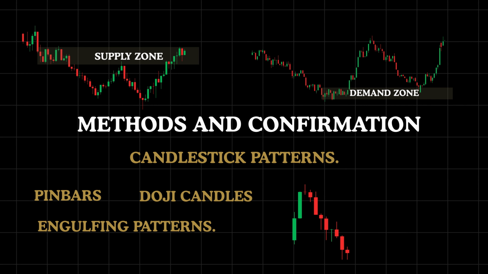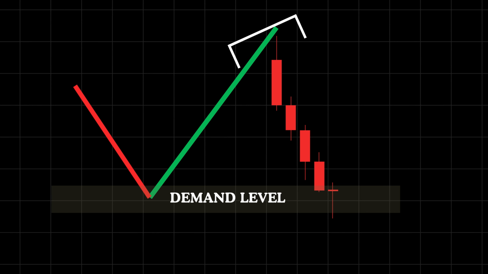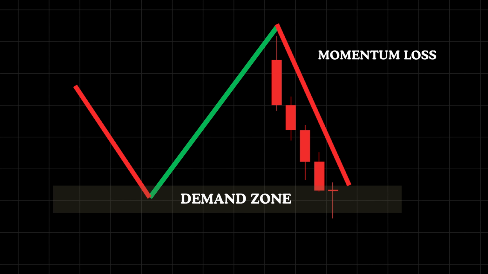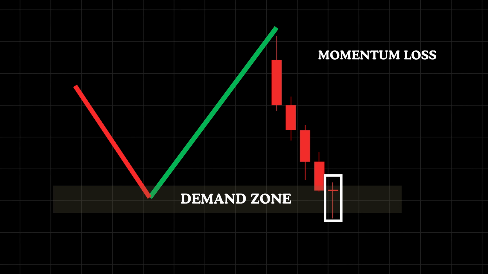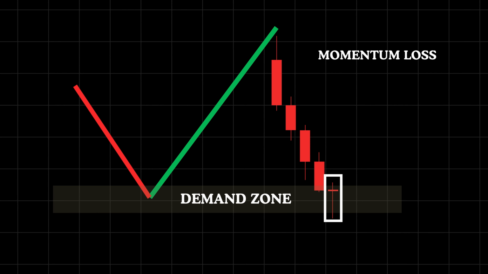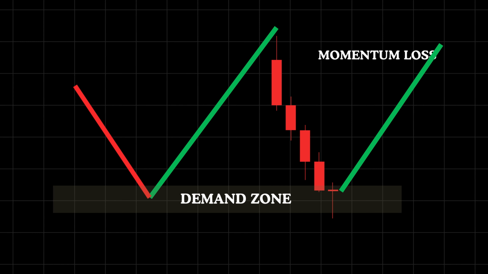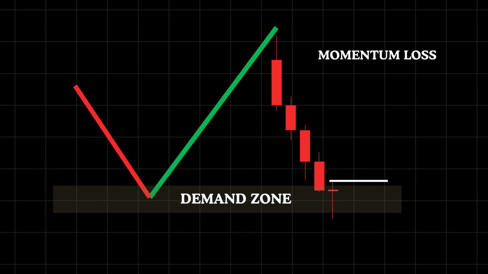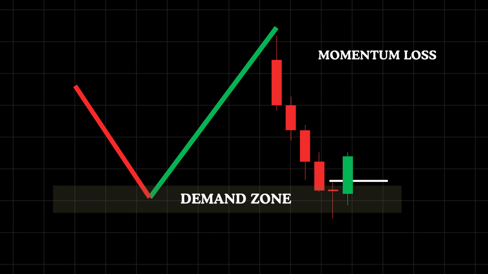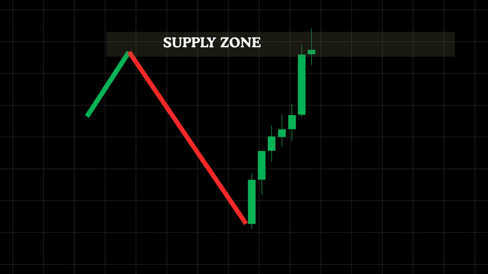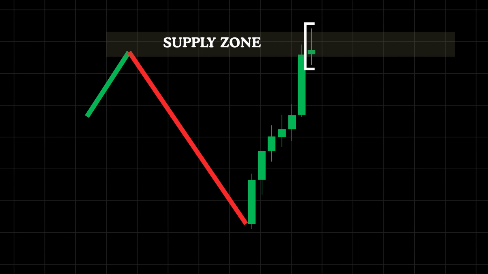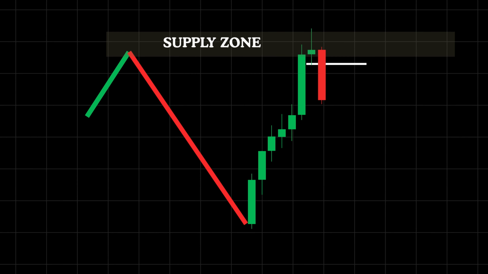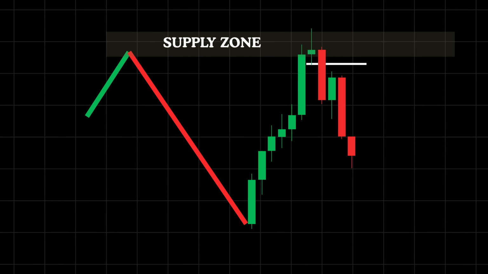doji, and engulfing patterns. When the price nears the demand level, we can notice a loss of momentum. This indicates that as the price approaches the demand level, the average candle size decreases. Eventually, candles such as doji or pin bars begin to appear. This acts as a stronger signal that the price could move upward from this area. We will enter the trade once the high of the doji or pin bar is broken, confirmed by a solid green candle. Similarly, when the price moves toward the supply zone and we observe a loss of momentum, we eventually see doji or bearish pin bar candles form. We will enter the trade once the low of these candles is broken, confirmed by a strong red candle.